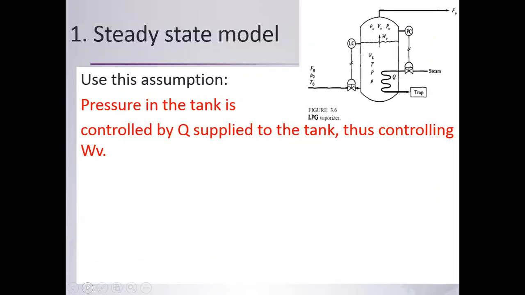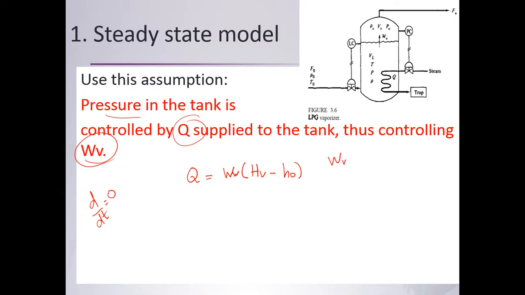The first one, the steady state model. We use the assumption that the pressure of the tank is controlled by the Q supplied to the tank, and thus it controls the WV. For this particular case, we set d/dt equal to 0. So we develop a very simple equation: Q equals WV times the enthalpy of vaporization minus the enthalpy of the liquid system.